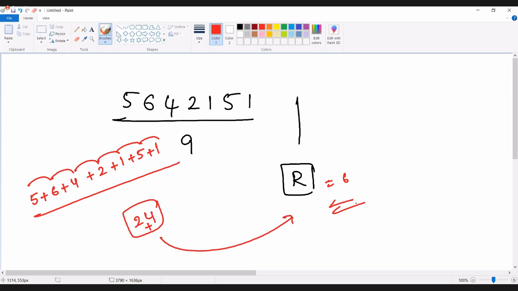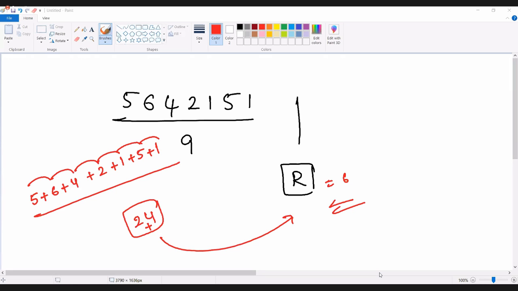That itself is the answer. So that's how you can proceed with the solution of the questions. I hope you are able to get the point. What we are doing is we are trying to check the digital sum of the number. Why I have discussed all this is to make you able to solve this type of questions.